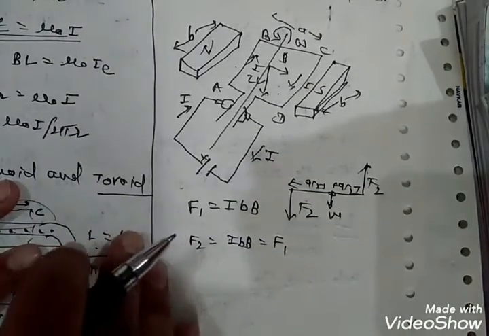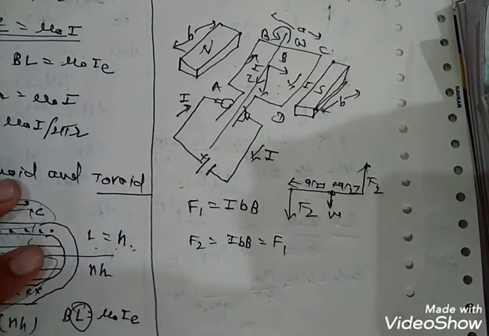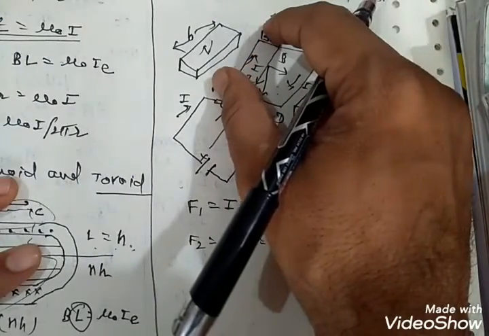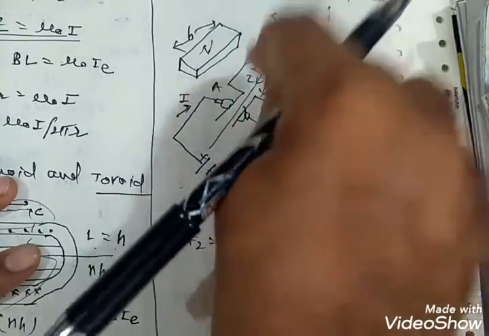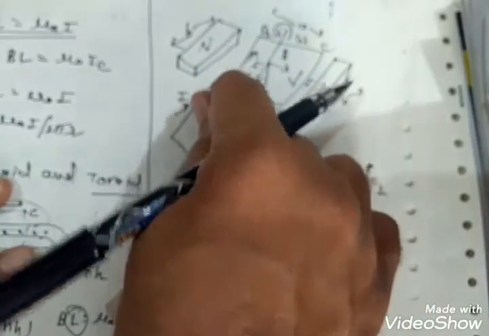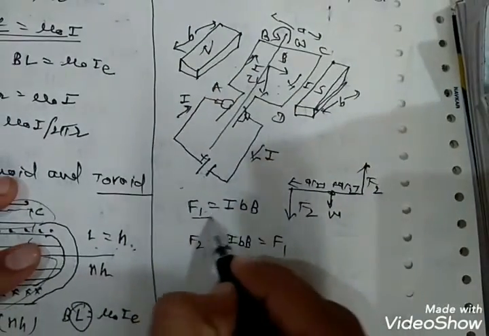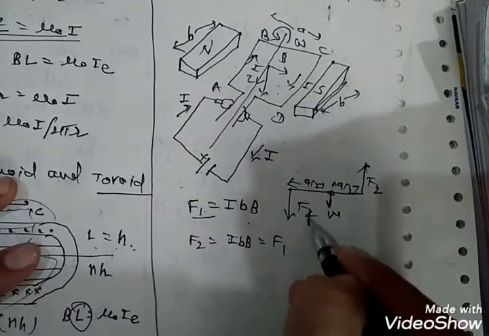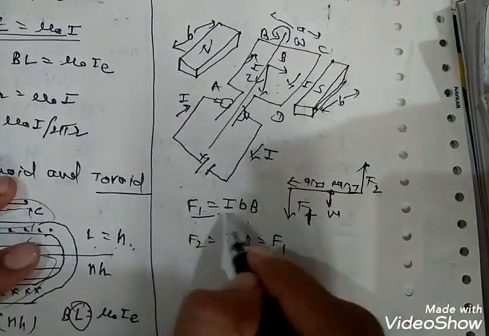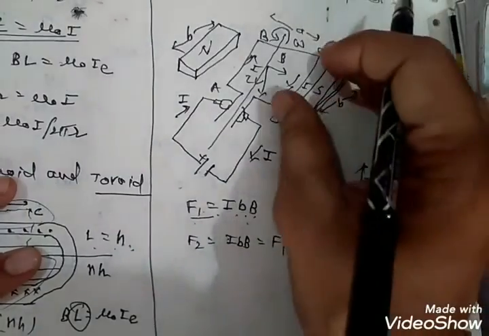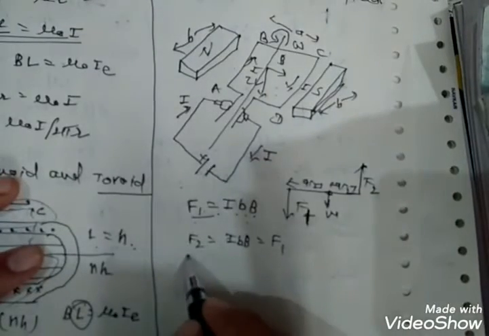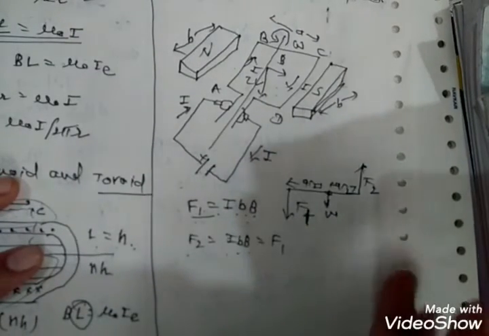Now again I repeat, it is perpendicular to the arm AB of the loop and exerts a force on it which is directed into the plane of the loop, meaning downward. So F1 is equal to I b B. And now in the second case, for CD it is upward, outward to the page. So F2 is equal to I b B, which equals F1.